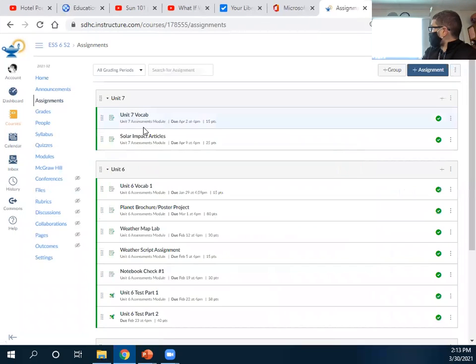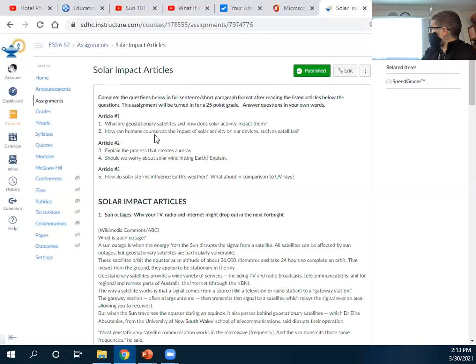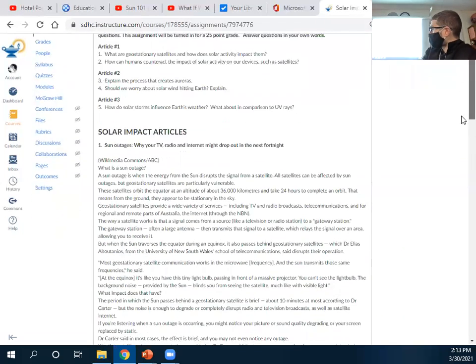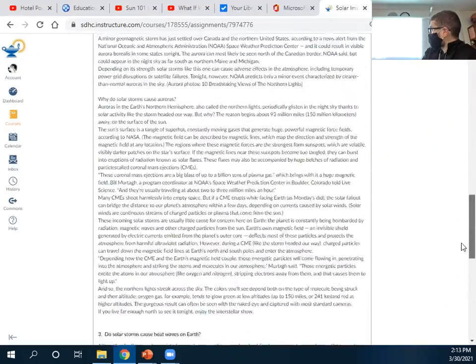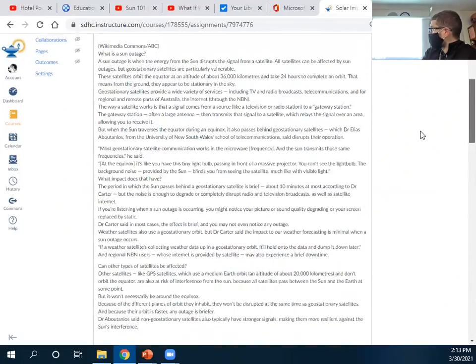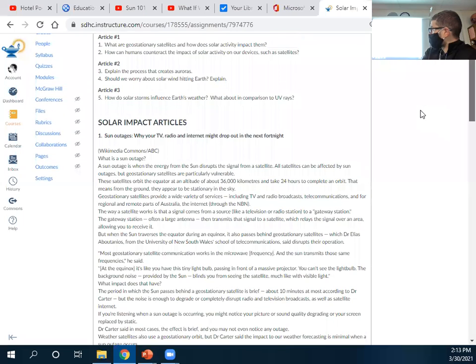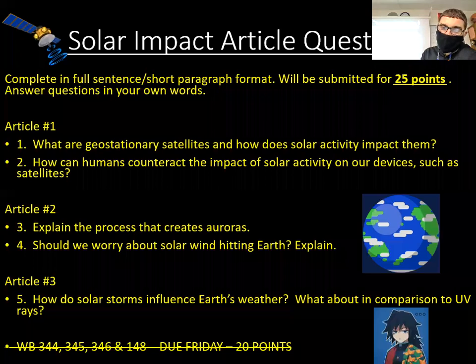Assignments, I go to solar impact articles. All right, and I've got the 5 questions there again. And I've got the articles that I need to read as I scroll down. Okay, 3 is really short, 2 and 1 are kind of medium, right? They're bolded and numbered. All right, so go ahead and take attendance and we'll call it a day.